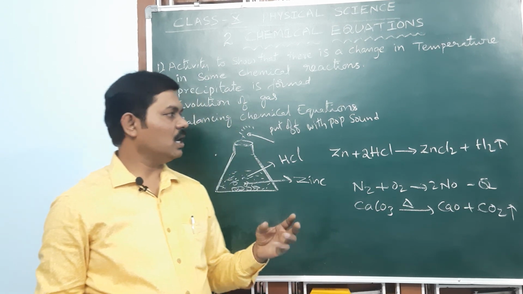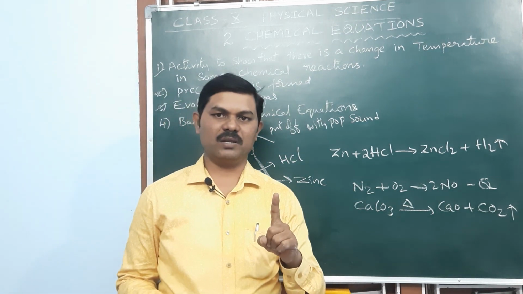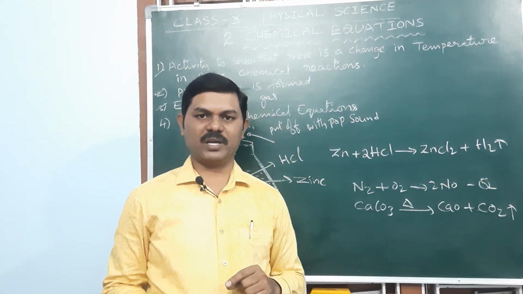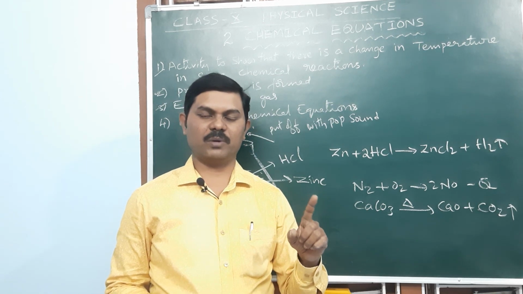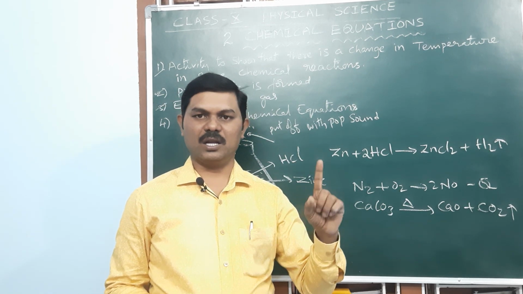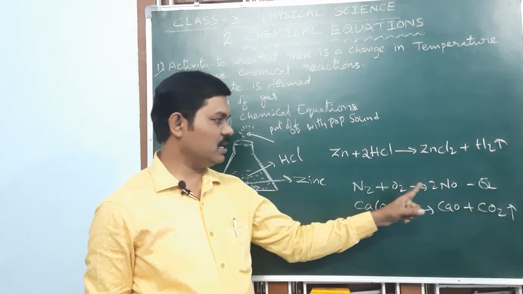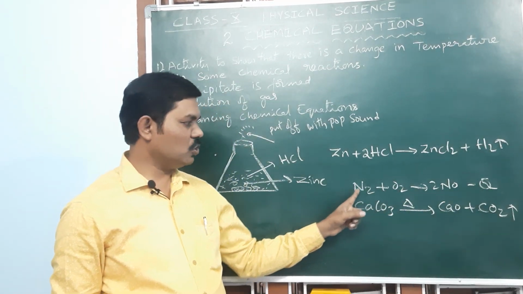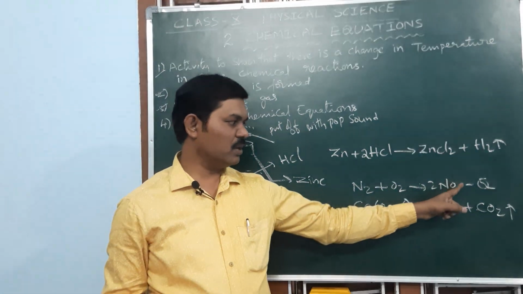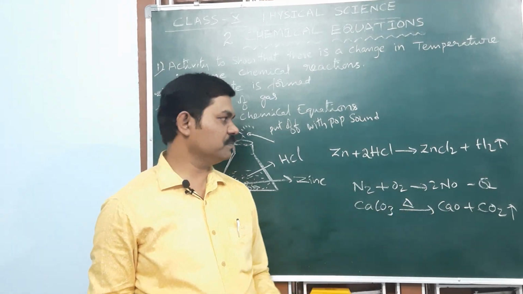So here 4 concepts we have covered. The chemical reactions in which heat energy is liberated are exothermic reactions. Example, calcium oxide reacts with water and produces calcium hydroxide along with heat energy. And the chemical reactions in which heat energy is absorbed are known as endothermic reactions. Example, N2 plus O2 gives rise to 2NO and minus Q. Q is the symbol for heat energy.